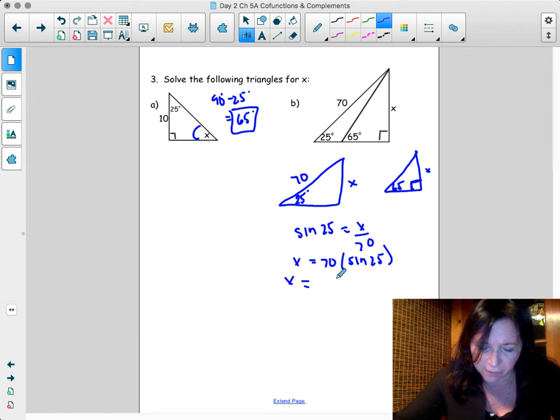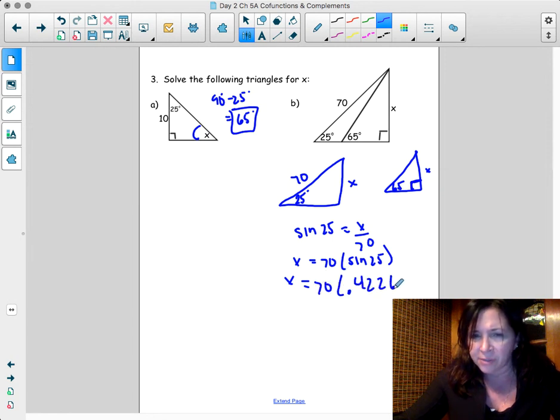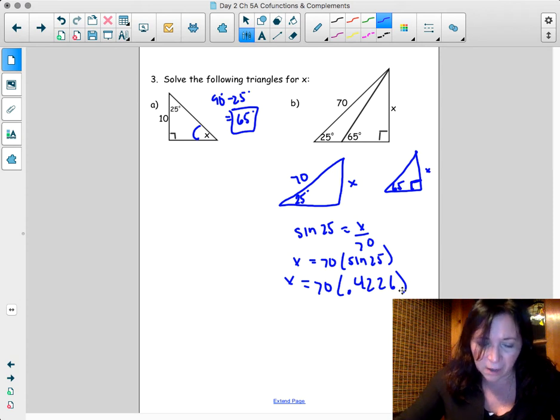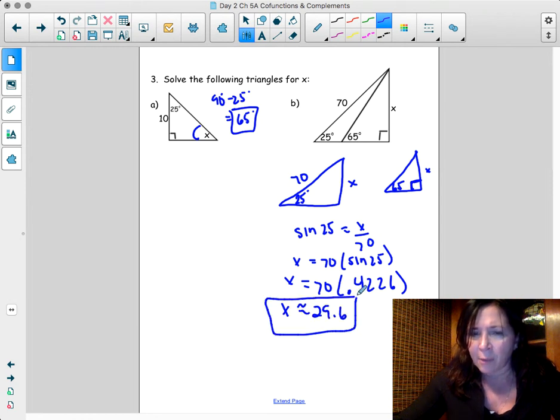So you'd go 25 sine, and that's 0.4226. And then you would multiply that by 70. So it'd be 70 times 0.4226. And so that number times 70 is equal to 29.6. So x is approximately 29.6. And so that would be the height for this value right here.